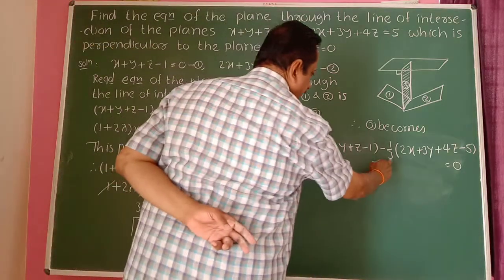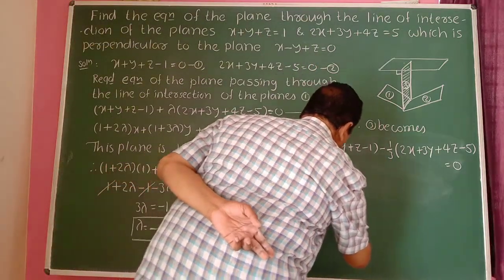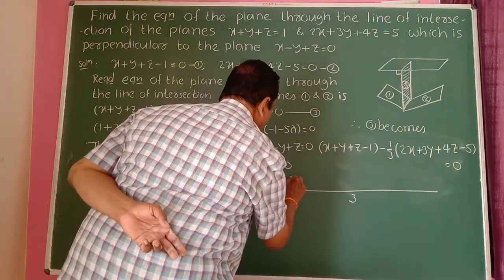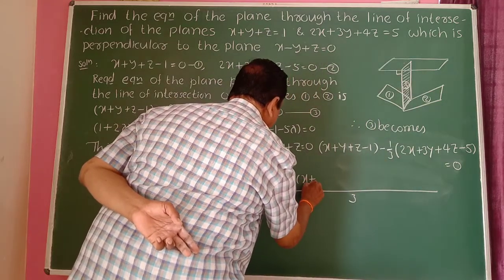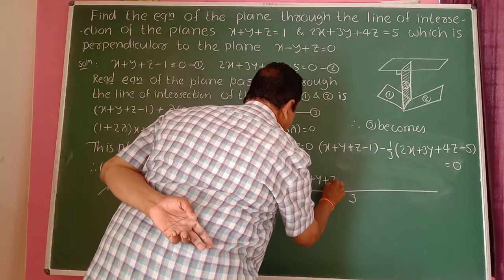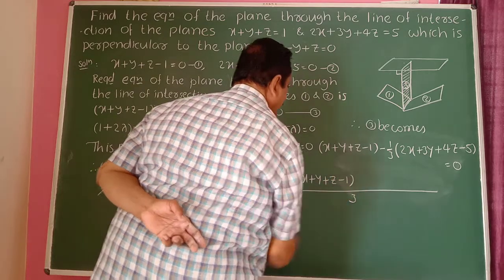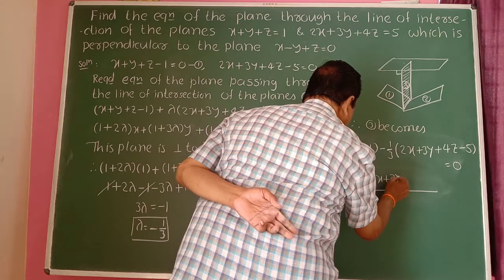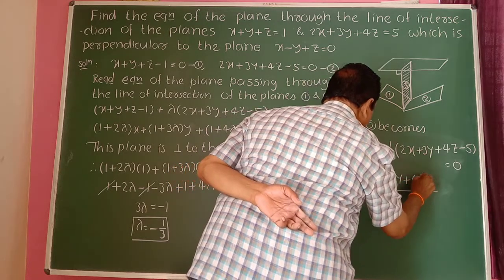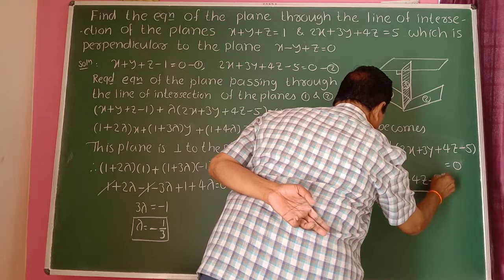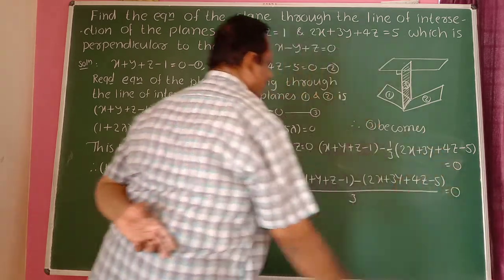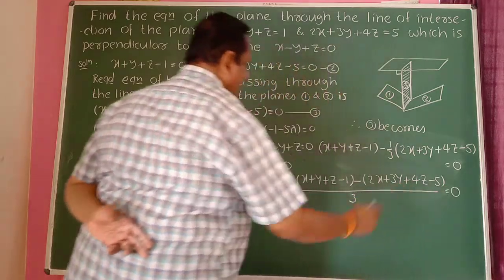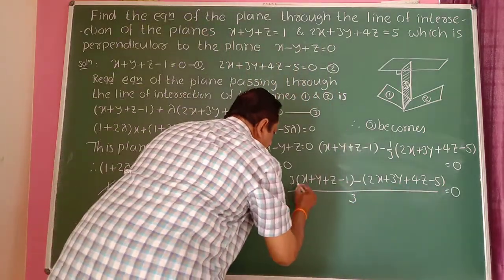Now take the LCM, 3, in the denominator. Then 3 into x plus y plus z minus 1, then minus 2x plus 3y plus 4z minus 5 is equal to 0. 3 is the LCM here. Take the 3 to the right side, 0 into 3 becomes 0. Therefore, take the 3 inside the bracket here.